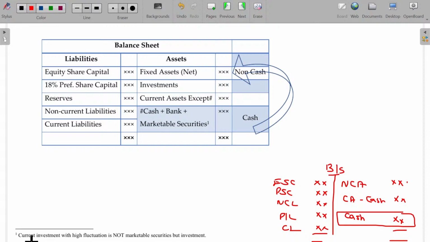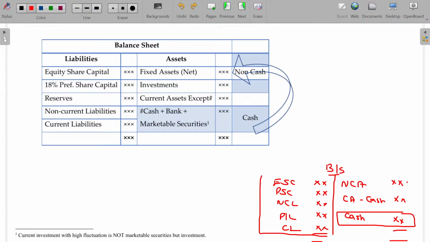Now, if the marketable securities' value is fluctuating tremendously, then it will not be considered as current investment. You have to be careful here. By selling the asset, you will get the cash. By purchasing the asset, you need to apply the cash. Then there is a cash flow. And by issuing the shares, you will get cash, or by buyback, you have to pay the share price back.